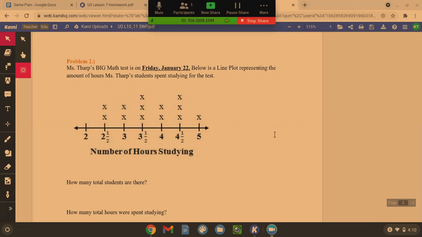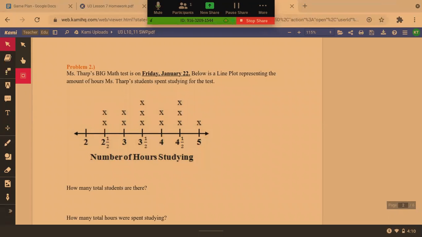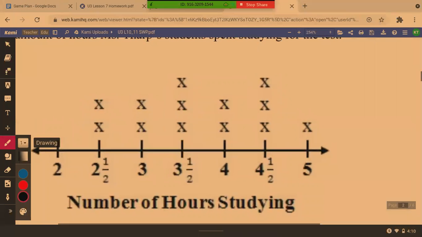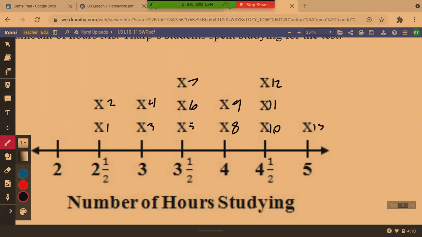Anyway, so below is a line plot representing the amount of hours Miss Tharp's students spent studying for the test. Okay, how many total students are there? This is a pretty simple question. All we have to do is count the X's. Each X represents one scholar. So let's just do that. 1, 2, 3, 4, 5, 6, 7, 8, 9, 10, 11, 12, 13.